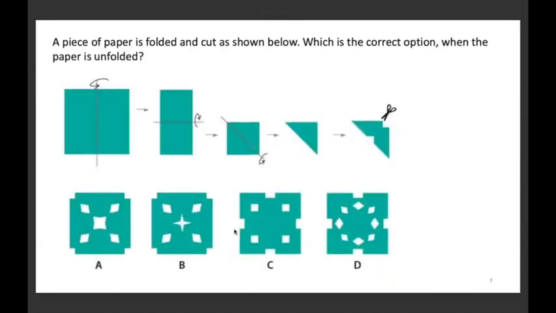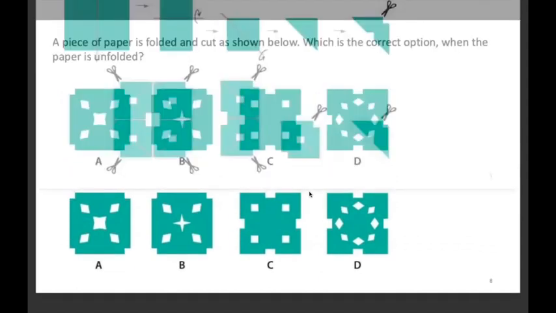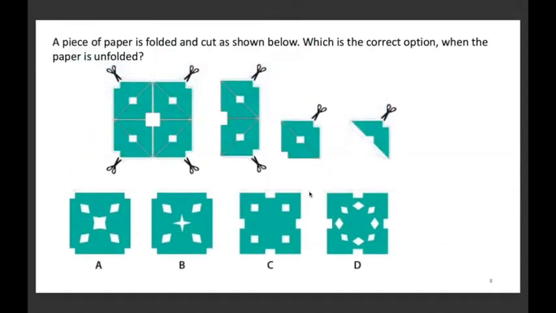A piece of paper is folded and cut as shown below. Which is the correct option when the paper is unfolded? Okay, so in this case, this is how the unfolding sequence will happen. The first fold is along the diagonal. So you are folding it along the diagonal axis like this. So this will look like this. Then you are unfolding it along the horizontal axis followed by the vertical one. Henceforth, it will look like this. So C is the correct answer here. We'll move to the next one.